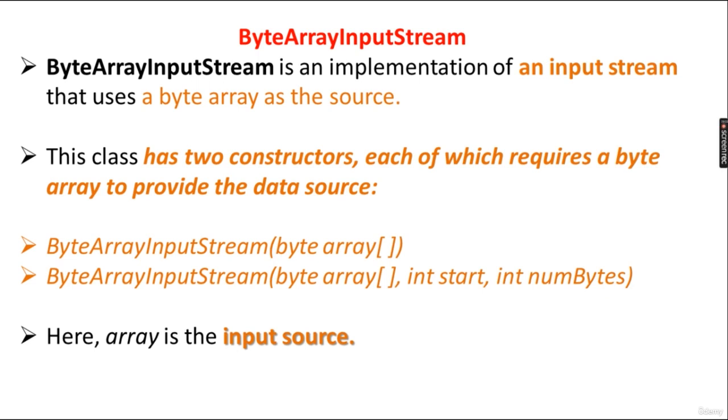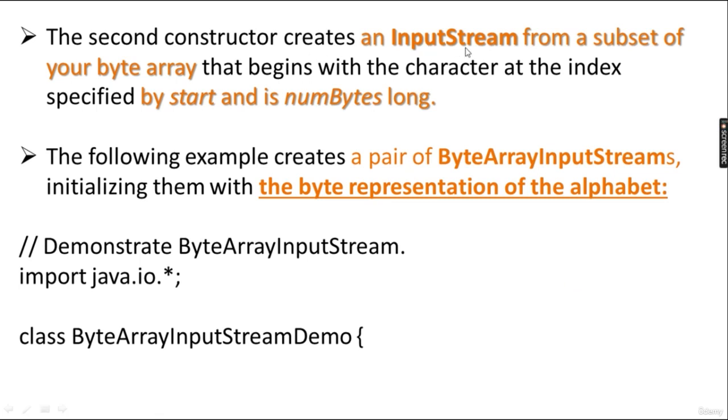ByteArrayInputStream is an implementation of InputStream that uses a byte array as a source. Two constructors are there, each of which requires a byte array to provide the data source. The array is the input source. Start and number of bytes are two extra parameters in the second constructor. It creates an input stream from a subset of the byte array that begins with the character at a particular index specified by start and is numBytes long.